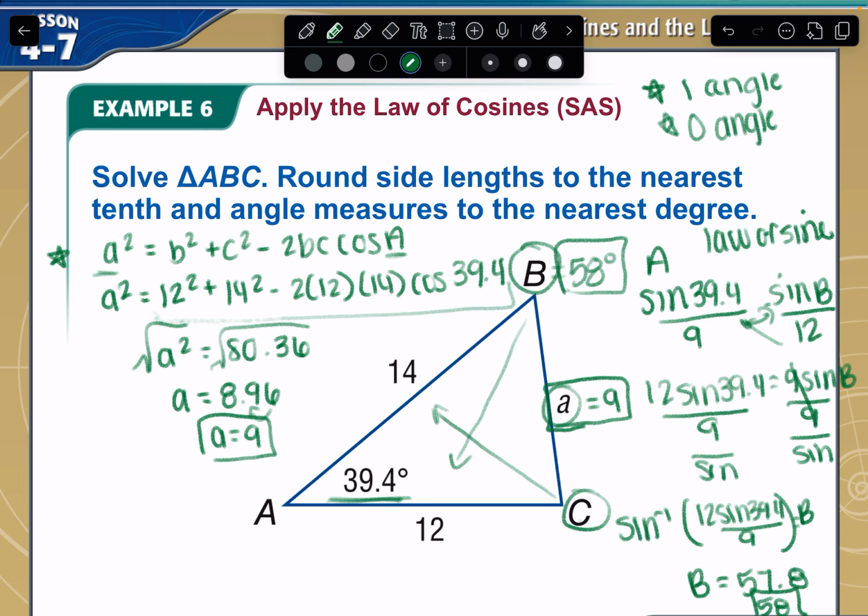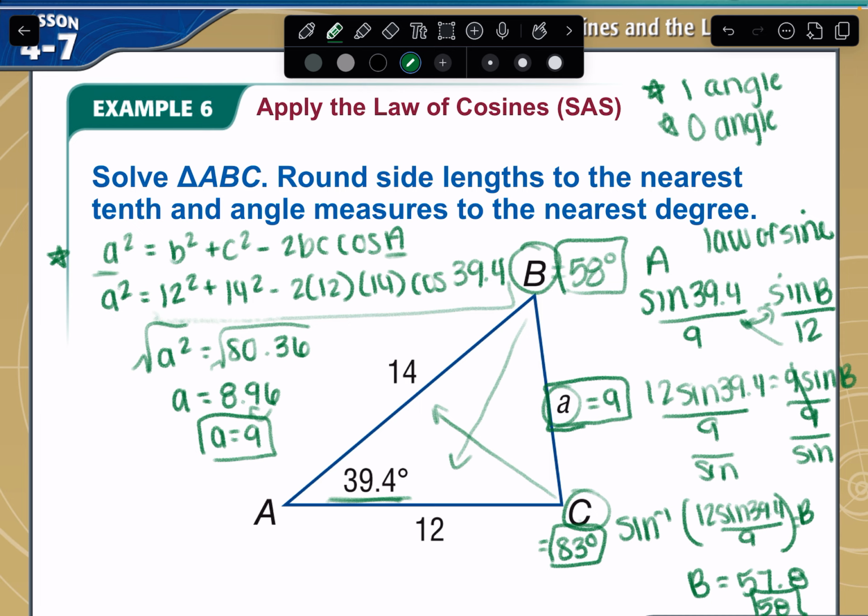From here, the last thing I need to find is angle measure C. So finding your last angle measure should always be the easiest. I know a triangle adds to 180, so I would do 180 minus the 58 that I just found, and then minus the 39.4, which was given to me. Whenever I do that, I would get 82.6. However, 82.6 would round up to 83 as my degree measure.